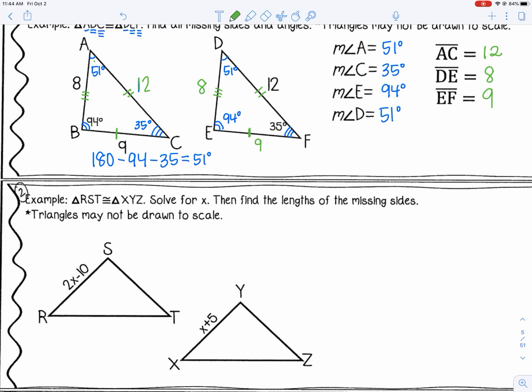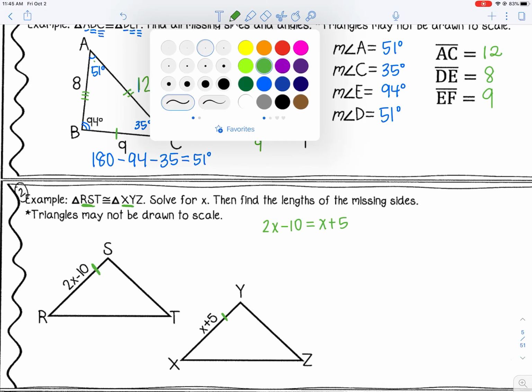Now on example 2, it says triangle RST is congruent to triangle XYZ. And we want to solve for x and then find the lengths of the missing sides. So we only have one side on each triangle. On this triangle we have RS. So if I look at my triangle congruency statement, RS corresponds with XY. So that means those two sides are congruent. When two things are congruent, that means that they are equal. So if those two measures are equal, that means 2x minus 10 equals x plus 5. So with that, we can set that up and we can solve for x.